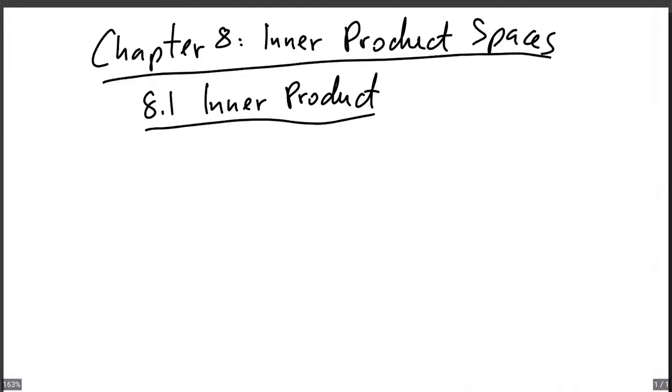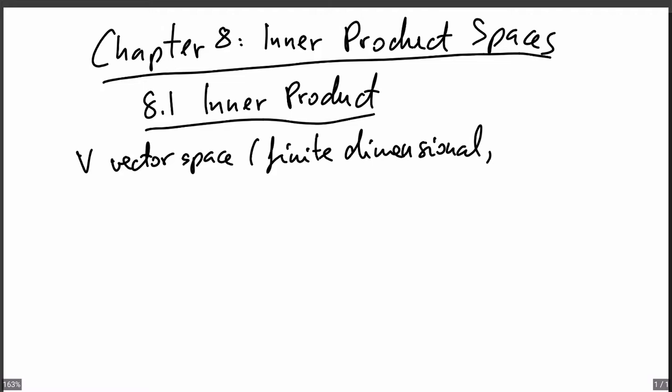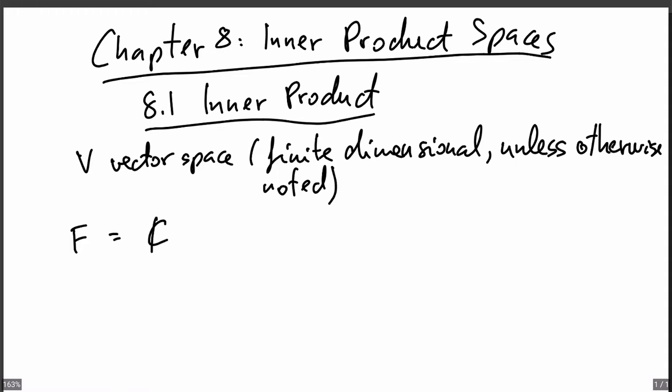We now continue with chapter 8, inner product spaces, and the first section is 8.1, inner product. We will have vector space, mostly finite dimensional, unless otherwise noted, and the field of scalars, the scalar field, will be either the set of complex numbers or the set of real numbers. So let's dive right into the definition of inner product.